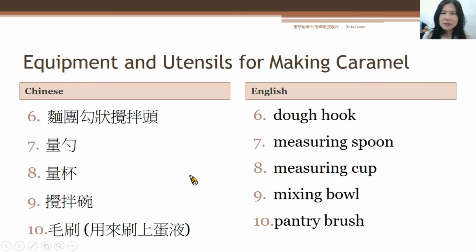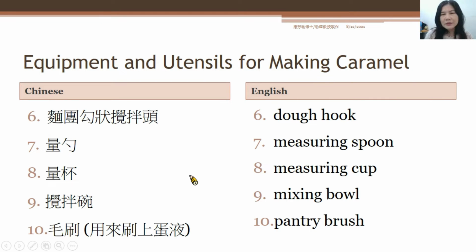Okay, and the next one is measuring spoon. When you have to measure something, for example, honey, you have to use a measuring spoon. And you also need a measuring cup, but the measuring cup is bigger than the measuring spoon. So normally we'll use a measuring cup to measure the flour or something that you probably need a bigger quantity.